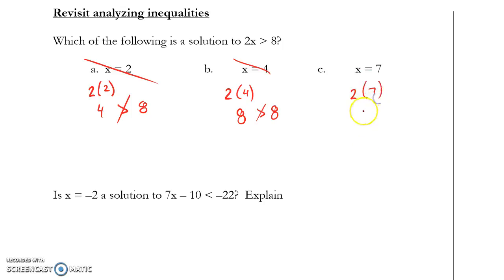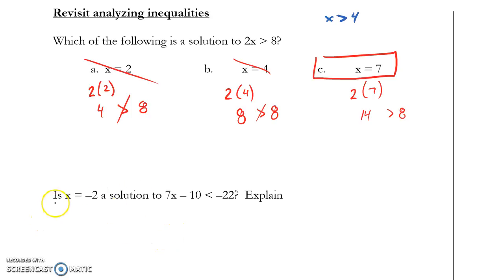2 times 7, however, is 14. 14 is greater than 8. That's a solution. The other way we looked at that, we had x is greater than 4. 2 is not greater than 4. 4 is not greater than 4. It's equal to. 7 is greater than 4. That's my only solution.